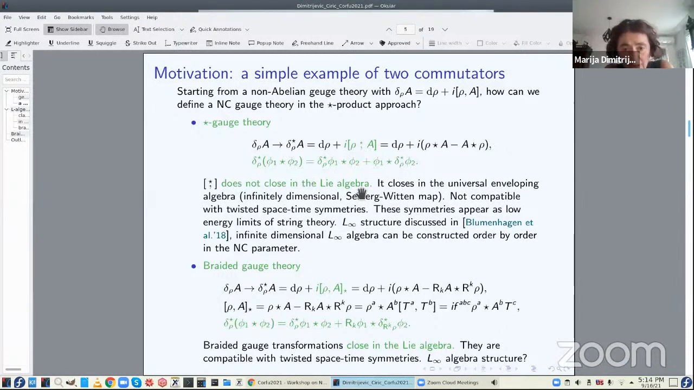The problem is that this way of deforming non-commutative gauge theory, defining the star commutator in this way, is not really compatible with the twisted space-time symmetries. So if we use the twist formalism to twist, for example, either Poincare symmetry of Minkowski space-time or the diffeomorphism symmetry of general relativity, then the twisted space-time symmetries look a bit different compared to the star gauge symmetries, and there is a clash between these two things.